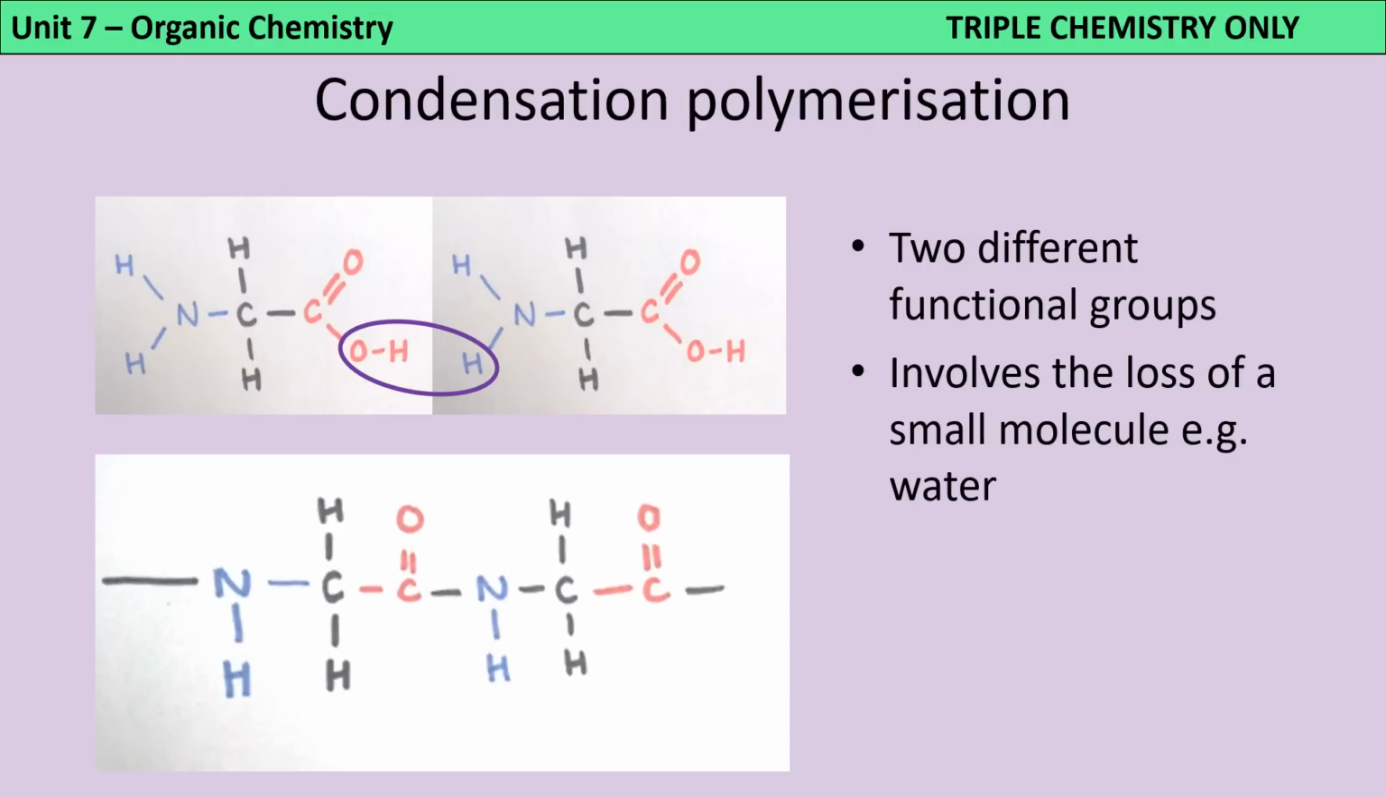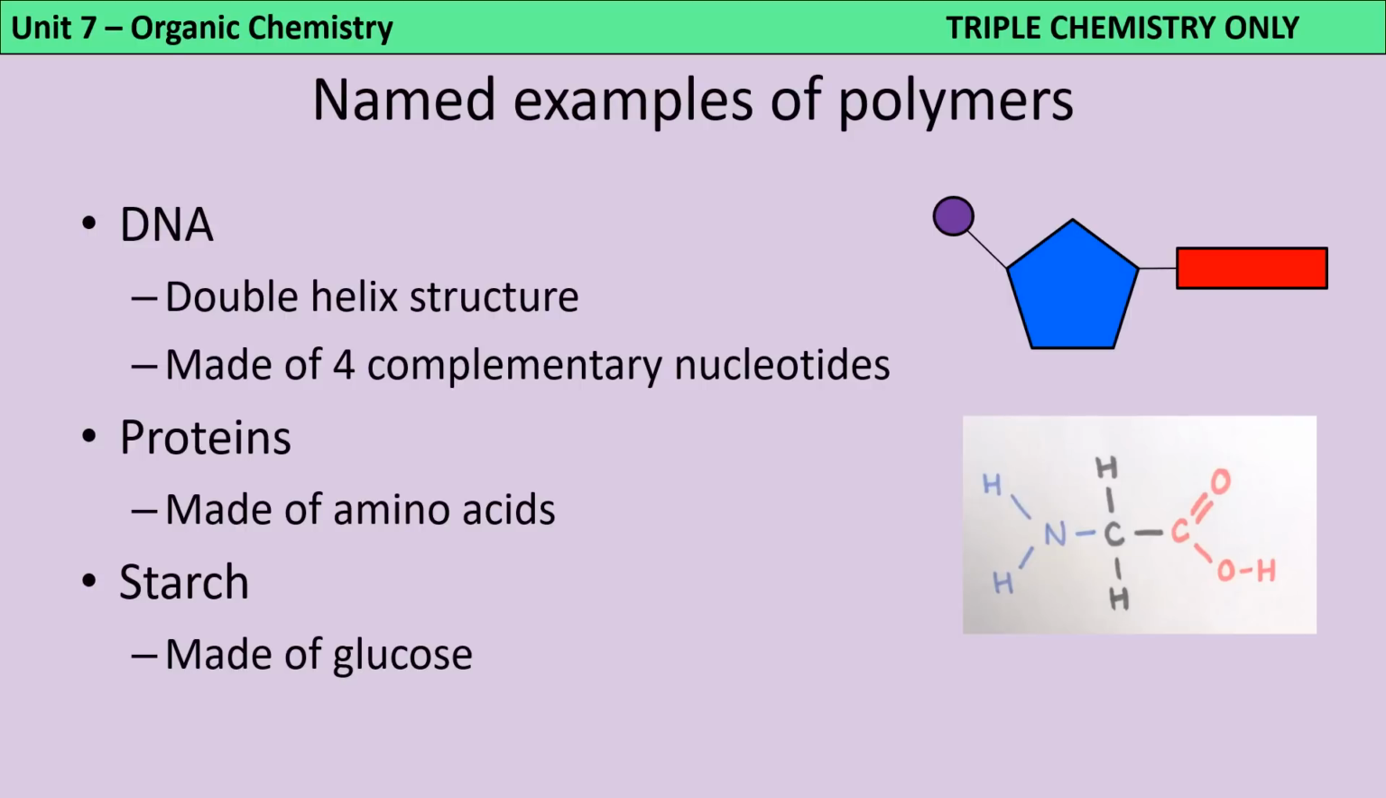The key thing to remember about condensation polymerization is that we always lose a small molecule, and it's very often a water molecule. You need to be able to discuss the structure of three naturally occurring polymers. The first one is DNA, which has a double helix structure and is made of 4 complementary nucleotides. You won't get the mark if you just say it's made of 4 complementary bases.